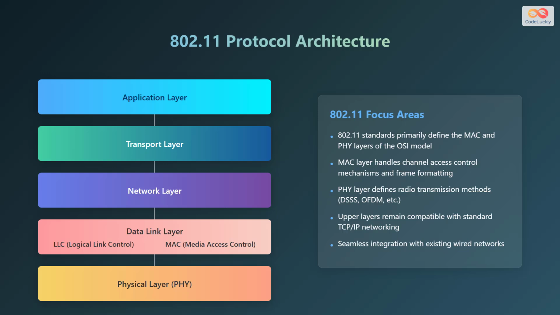It is important to remember that 802.11 standards primarily define the media access control and physical layers of the open systems interconnection model. The media access control layer handles channel access control mechanisms and frame formatting, while the physical layer defines radio transmission methods such as direct sequence spread spectrum and orthogonal frequency division multiplexing. The upper layers remain compatible with standard transmission control protocol/internet protocol networking, ensuring seamless integration with existing wired networks.